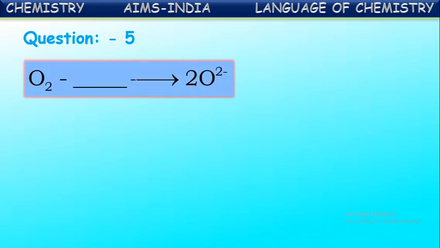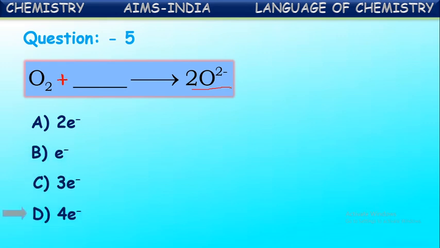Oxygen plus electrons gives oxide ions. Sorry, it should be plus, because oxygen will gain electrons to form a negative ion, isn't it? So how many electrons are gained by oxygen to form two oxide ions? See here, how many electrons? Is it 2 or 1, 3 or 4? How many electrons are gained by oxygen?